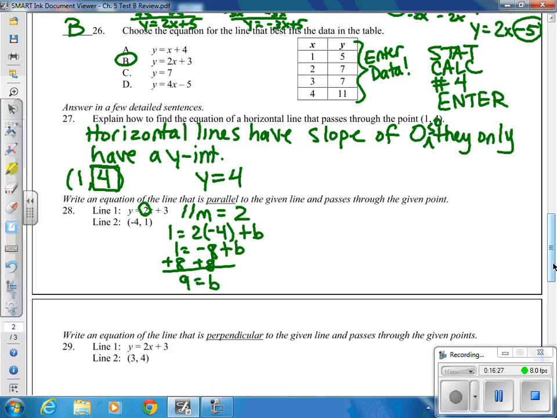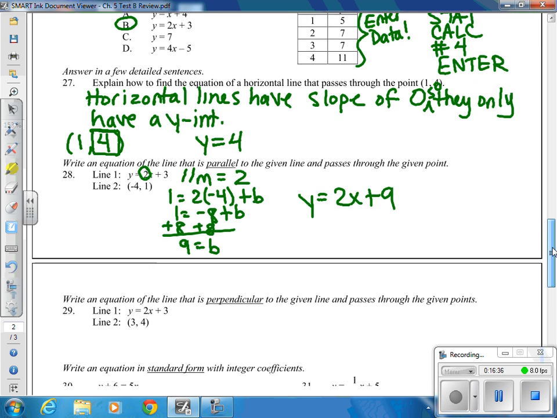Okay, so now that I have a slope of 2 and a y-intercept of 9, my parallel line is y equals 2x plus 9. And that's all you need to be able to do, is give me the parallel equation to the one that you started with.